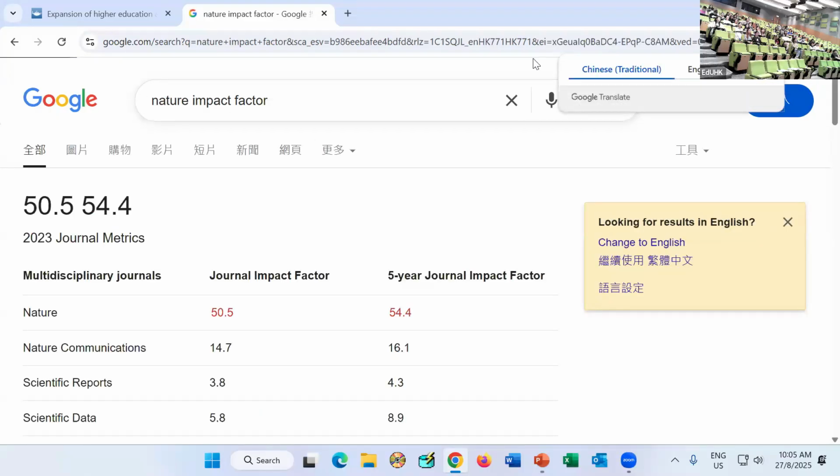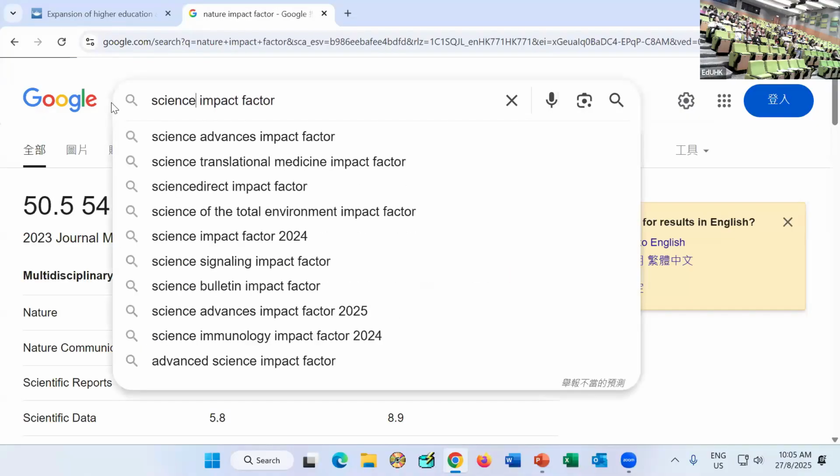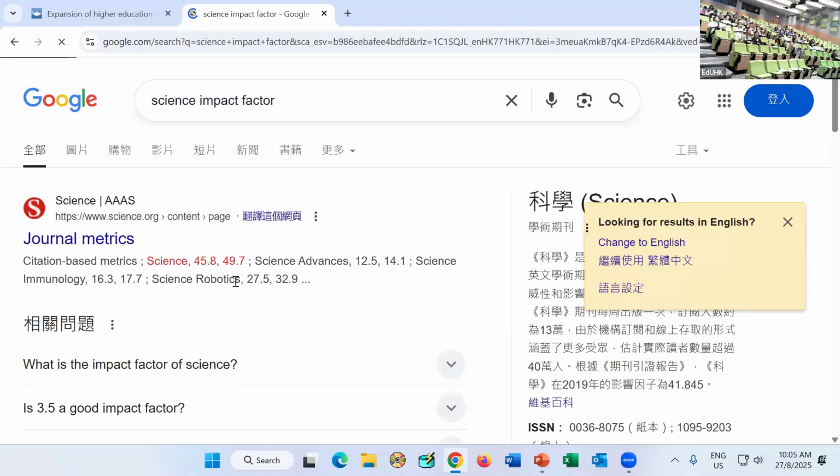Okay, so Nature, impact factor, 50 something. And my PhD supervisor published that, and then she very quickly got promoted. Just one example, right? So that is how people care about the impact factor as well. And that's Science. So 49 point something, right? So kind of equally high.